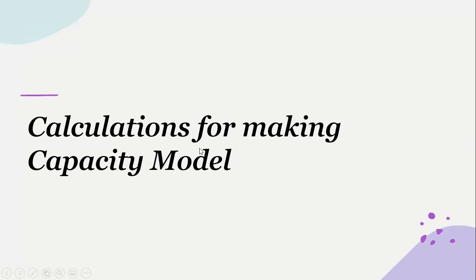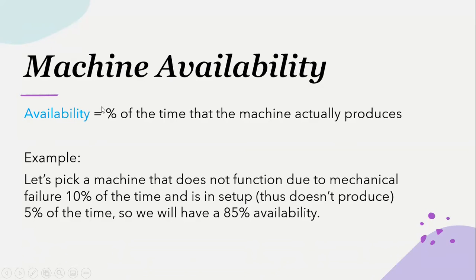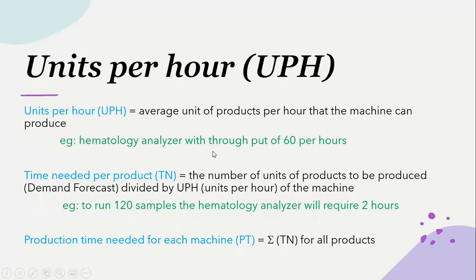Now let us see what calculations are required to build a capacity model. One is availability. It is the percentage of time that the machine usually produces. For example, a machine does not function due to mechanical failure in 10% of time and is in setup in 5% of time. So we have the machine available 85% of time. So availability is 100 minus 10 minus 5, that is 85%.